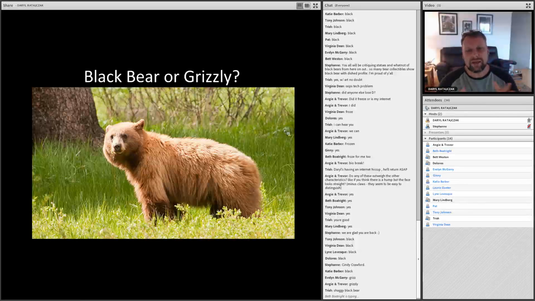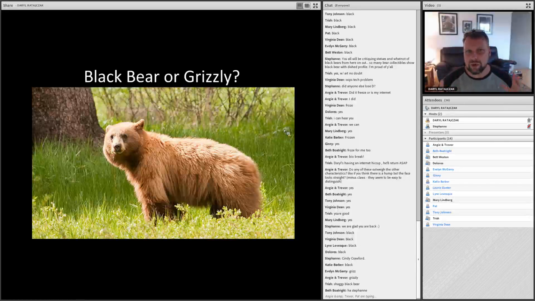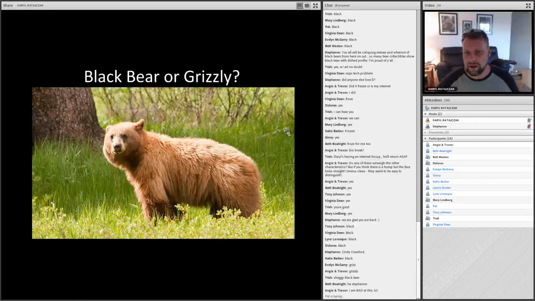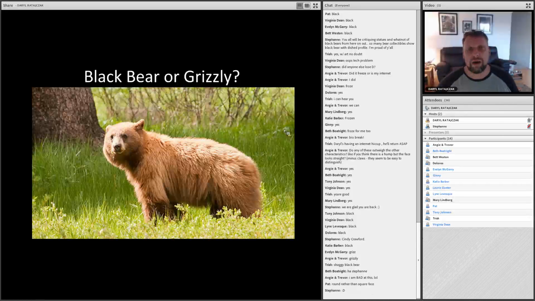But look at the face. The face is kind of a softer, narrower face, as opposed to a grizzly, which tends to have a wider snout, more stocky or blockier. But this is a beautiful blonde colored black bear.